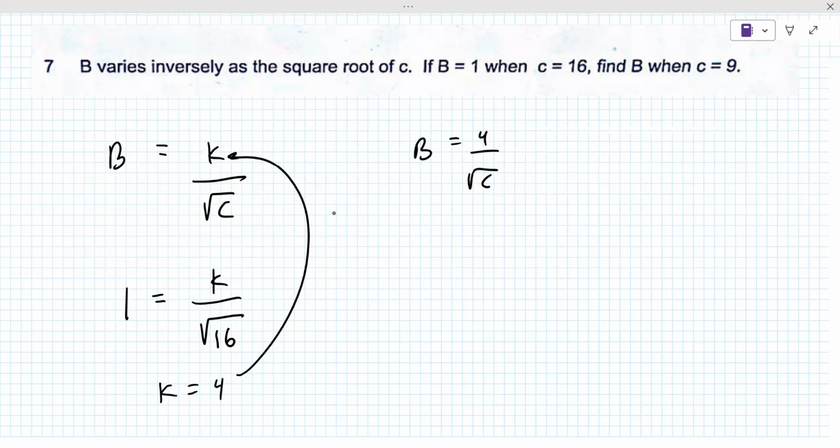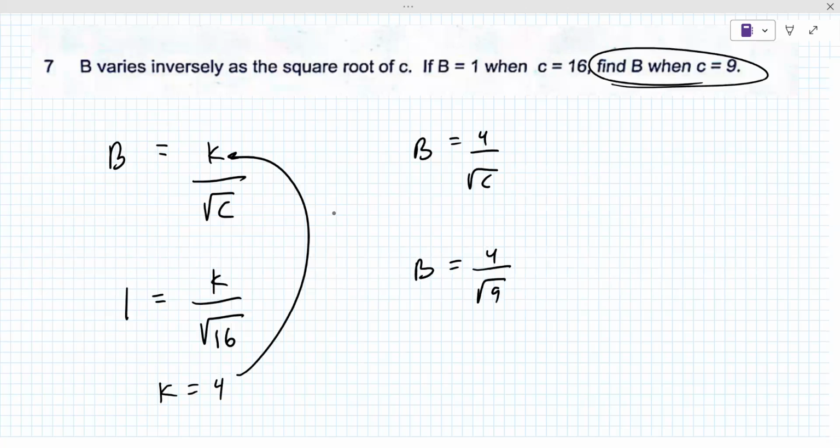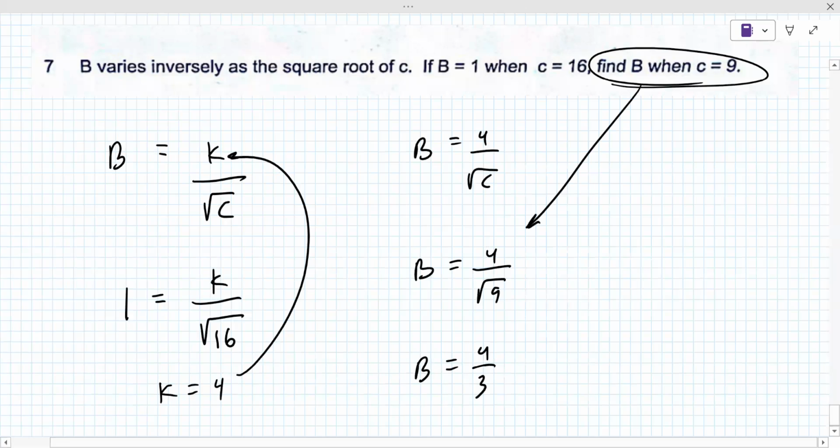8 equals 4. What you put right here? What do you mean? So it would be b equals 4 over the square root of 16, right? No. We've got to now use the next piece of information here. b equals 4 over the square root of 9. That's this here. b equals 4 over 3. Ah, okay, got it.